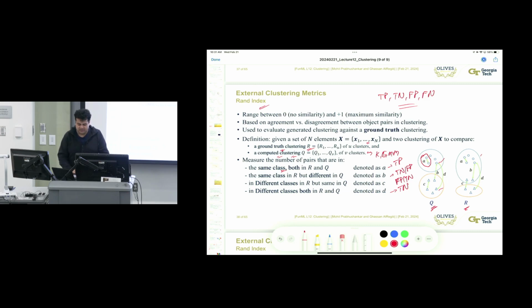The same class in R but different in Q. B. Let's look at R first. So the circle and triangle are in the same cluster, right? Which is the opposite case, which is not true in Q.